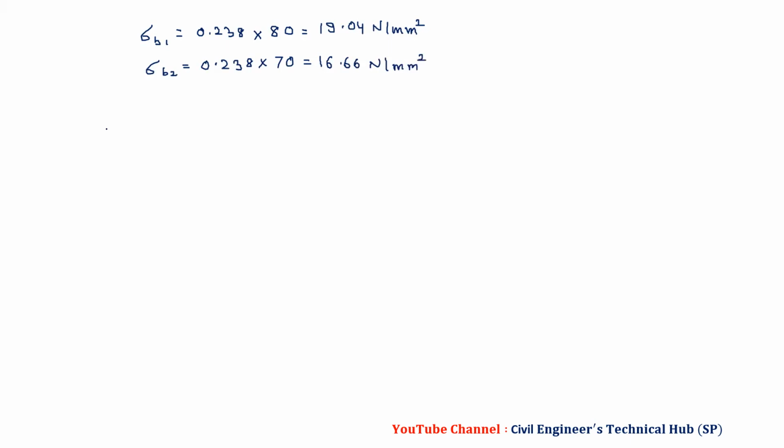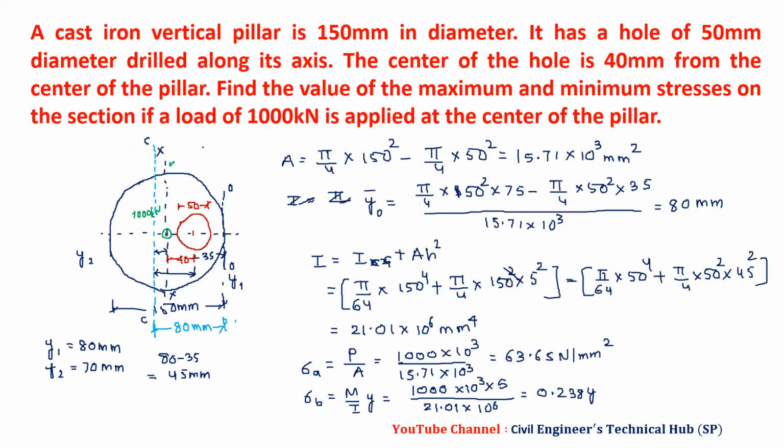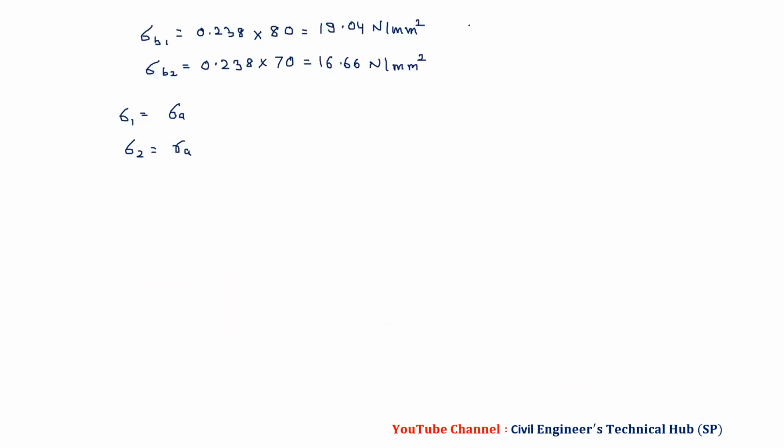Now sigma 1 equals sigma A and sigma 2 equals sigma A. Now where we have plus and where we have minus. Just see, we have the load on the right side, that is towards 1, so this we consider as 1 and this as 2. As the load is on one side, the first becomes plus and the second becomes minus. So sigma A plus sigma B and sigma A minus sigma B. Sigma A is 63.65 plus 19.04, it comes to 80.31 Newton per mm square.